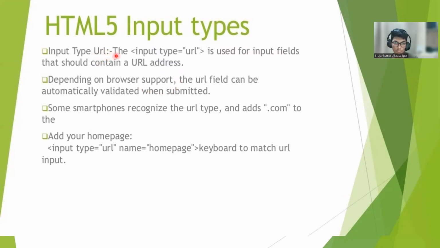Another input type is URL. It takes specifically URL addresses. Depending upon the browser, a URL field can be automatically validated whenever it is submitted. Some smartphones or PCs can recognize the URL type and automatically add something like .com or .in to the name you have given in the URL. Add your home page, suppose. Input type will be taken as URL and the name will be home page. Keyboard to match the URL.